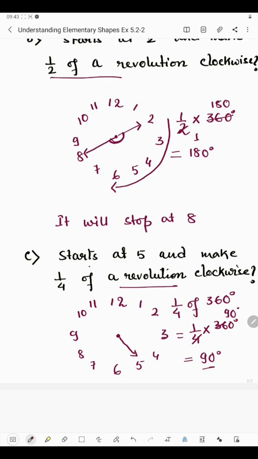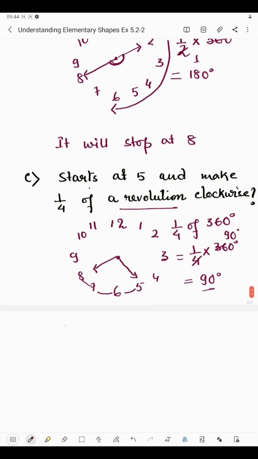So we know that after every 3 hours it makes 90 degrees, right? So 5 to 6 is 1, 6 to 7 is 1, 7 to 8 is 1. So it will stop at 8. So we will write the answer: it will stop at 8.